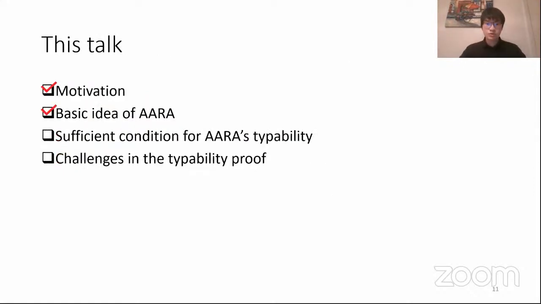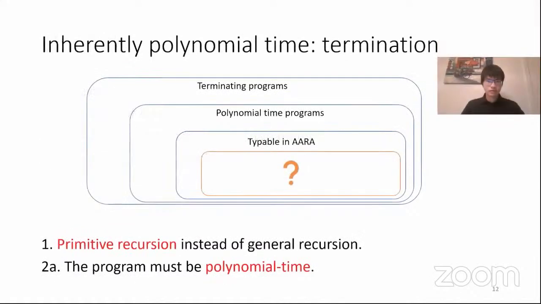Next, I will walk through the high-level design of the sufficient condition we propose, which we call inherently polynomial time. Firstly, any typable program in ARA must run in polynomial time. This is because ARA is sound in the sense that whenever ARA returns a cost bound, the bound is valid. Therefore, to design a sufficient condition, we require that primitive recursion is used instead of general recursion, so that termination is guaranteed. Additionally, the program must run in polynomial time.